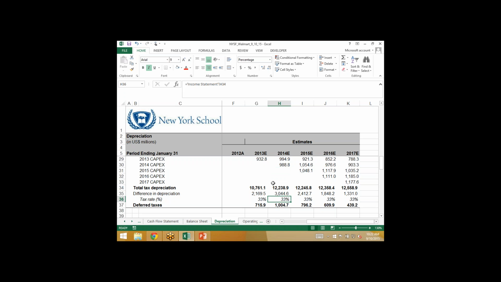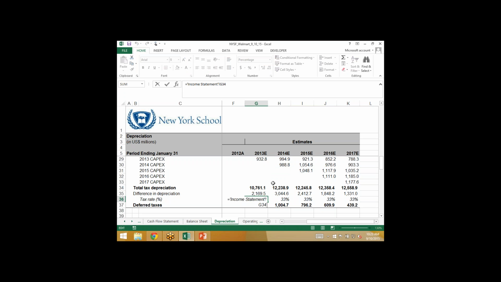Pulled it in directly from the income statement. And on the income statement, we found a note where we got the tax rate from. It said the tax rate should be 33 to 35%. So we just hit the midpoint.